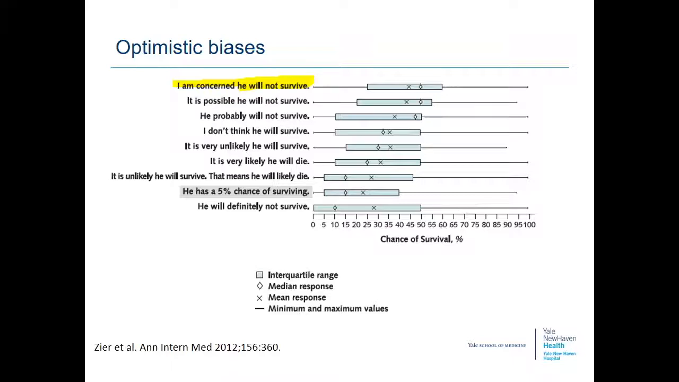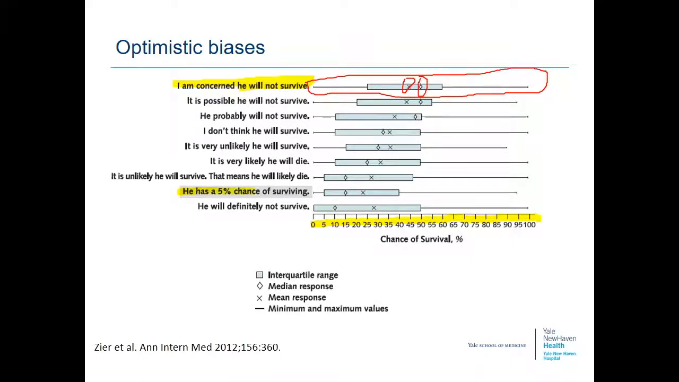Folks were asked to mark on this scale from 0 to 100% what they thought the chance for survival might be. You can see that the responses were all over the map. This is a box and whisker plot. The X is the mean response, and the diamond is the median response. The range of responses for this hypothetical statement was really all over the map. You can contrast that with these more definitive statements down below.